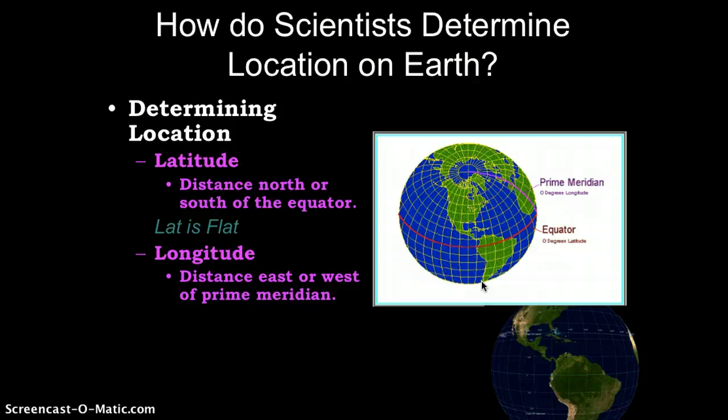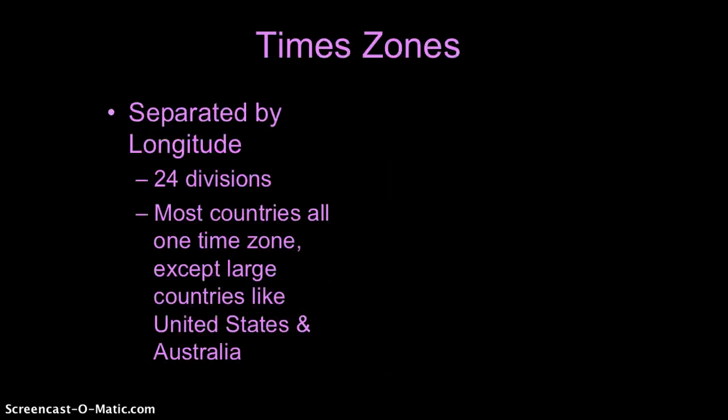The prime meridian goes through Europe, starts from 90 degrees right at the North Pole, goes all the way to the south, and those lines all run north to south. Those longitudinal lines are what separate and make the time zones. There are 24 divisions, just like there are 24 hours in a day.